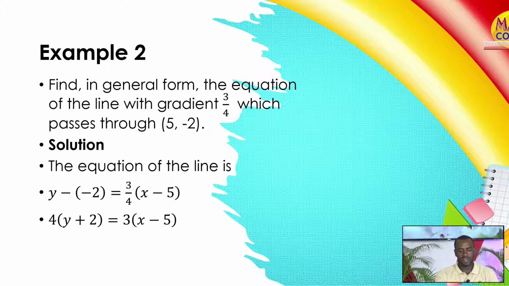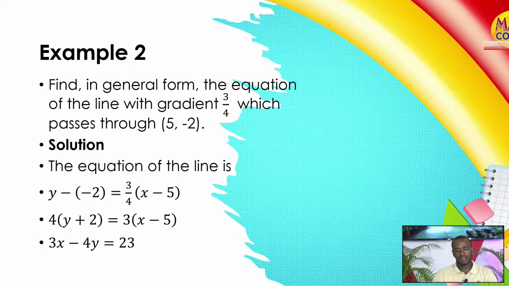After we have simplified, we have 4 into y plus 2 is equal to 3 into x minus 5. And after simplifying all of that, you will get a result of 3x minus 4y equals 23. And right here, you have the equation written in the general form. Let us now take a look at a third example.